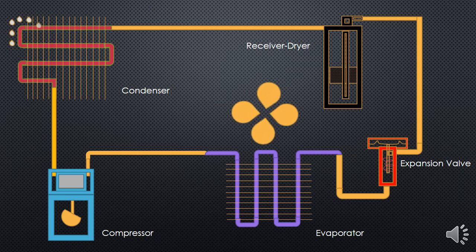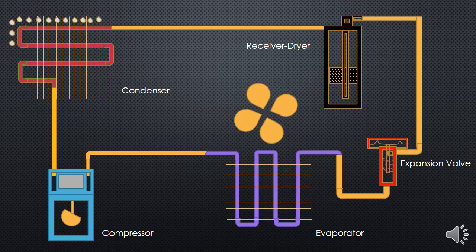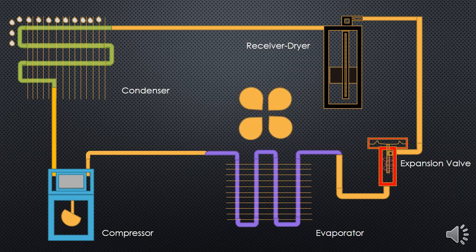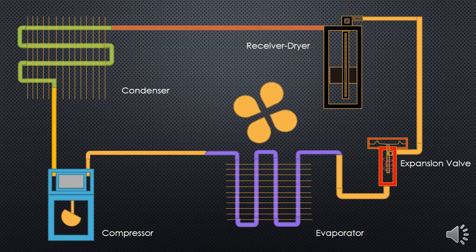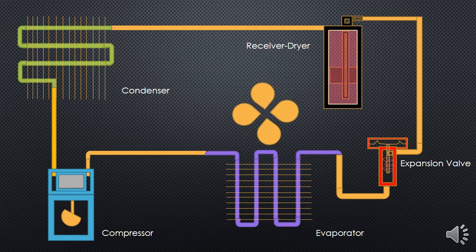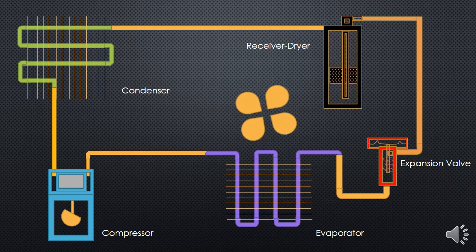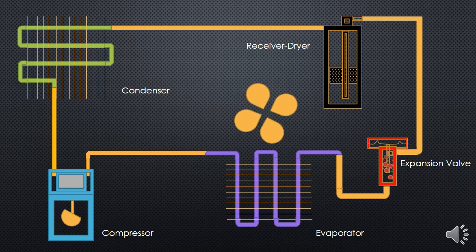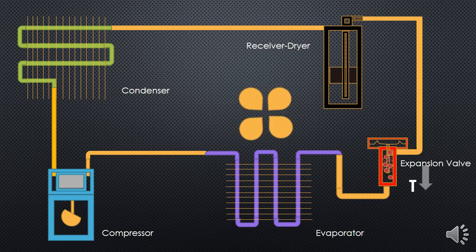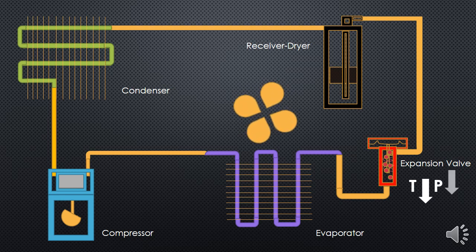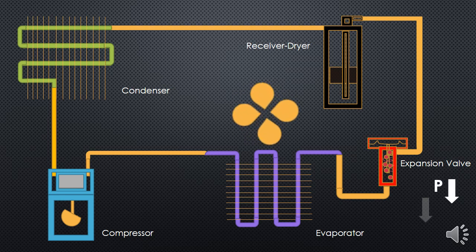From there, the liquid refrigerant goes to the receiver dryer, which acts as a reservoir and a filter, removing water and other contaminants that might be there. Then it goes to the expansion valve, where an orifice sprays a measured amount of refrigerant into an expansion chamber, lowering the temperature and the pressure before going to the evaporator.